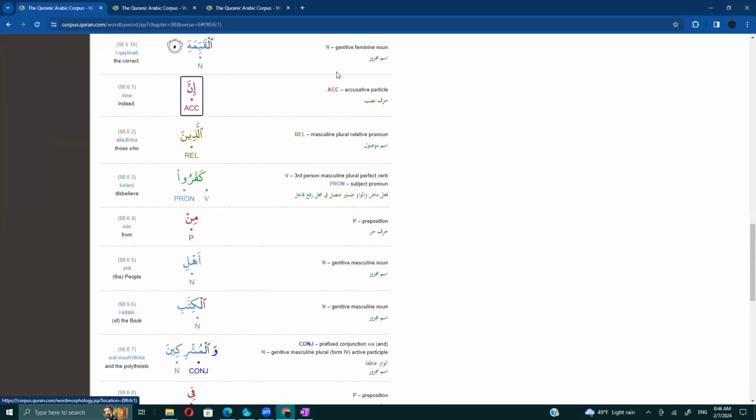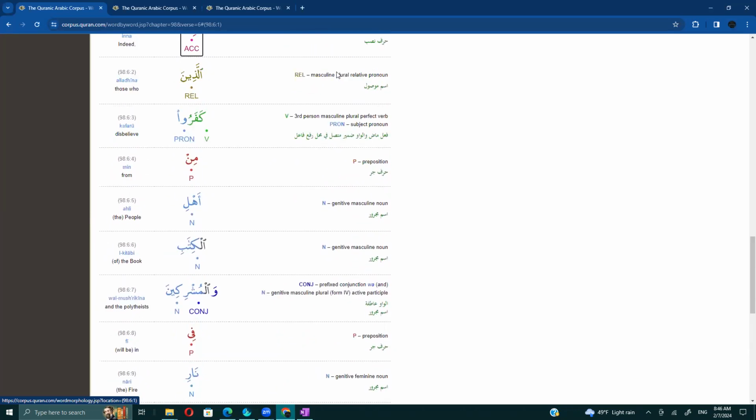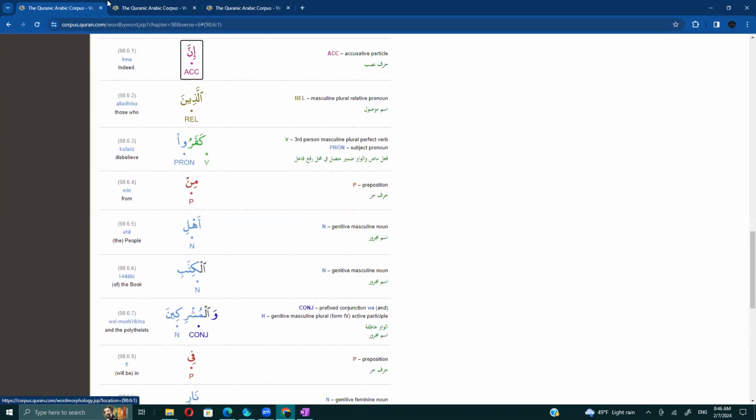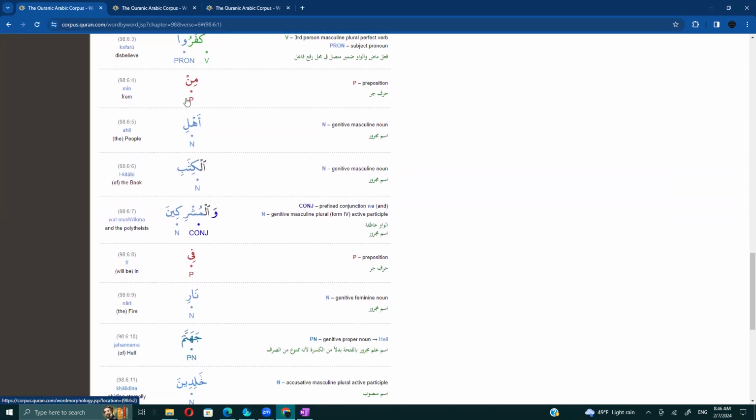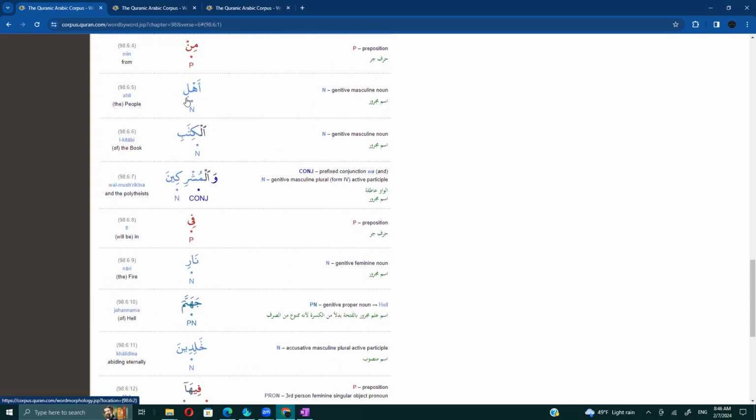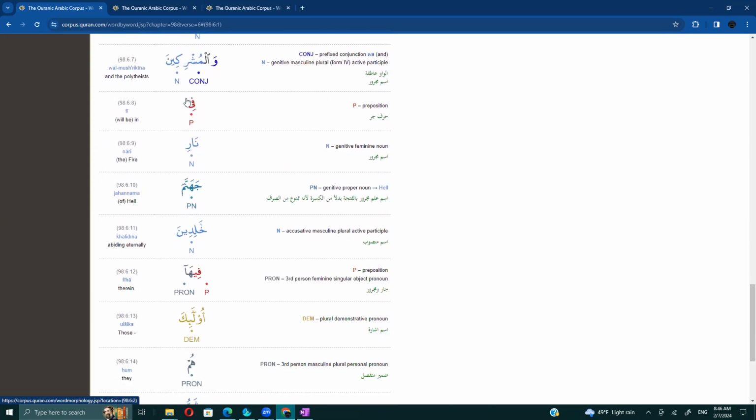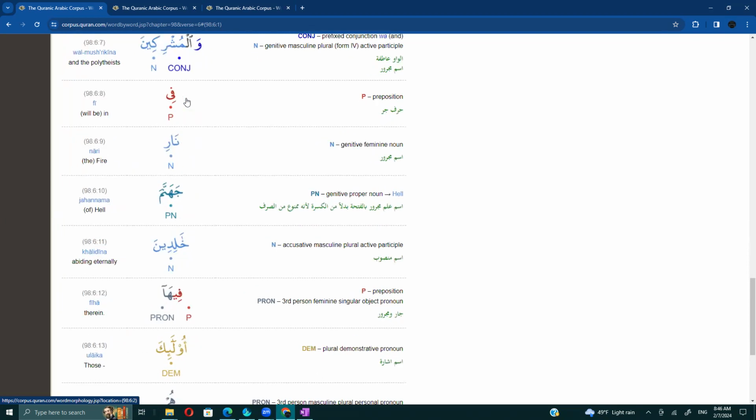Let's take "inna alladhina kafaru." Okay. And because of inna, alladhina is always alladhina; it will never change. And then we have "min ahlil kitabi wal mushrikina fi nari jahannama khalidina fiha." Do you see anything that will not change in this ayah?